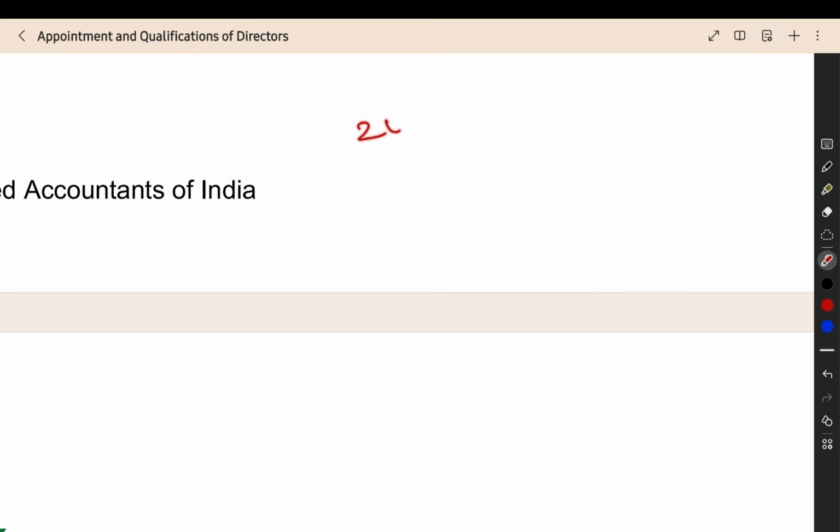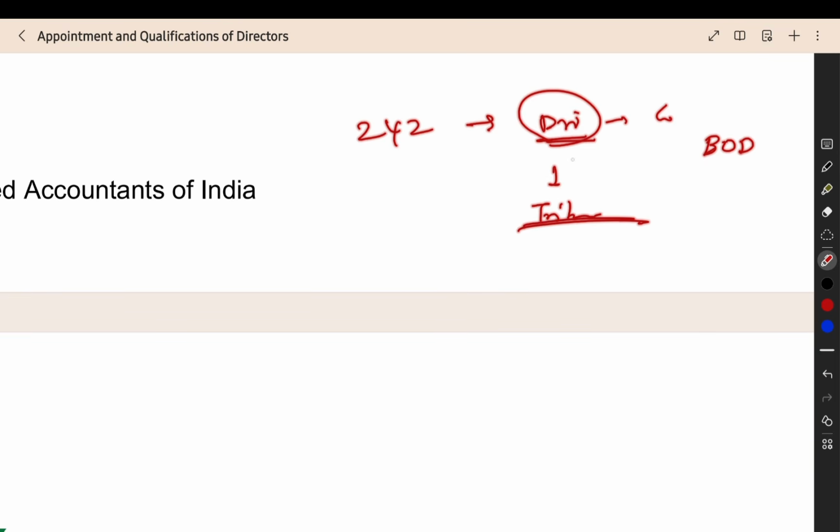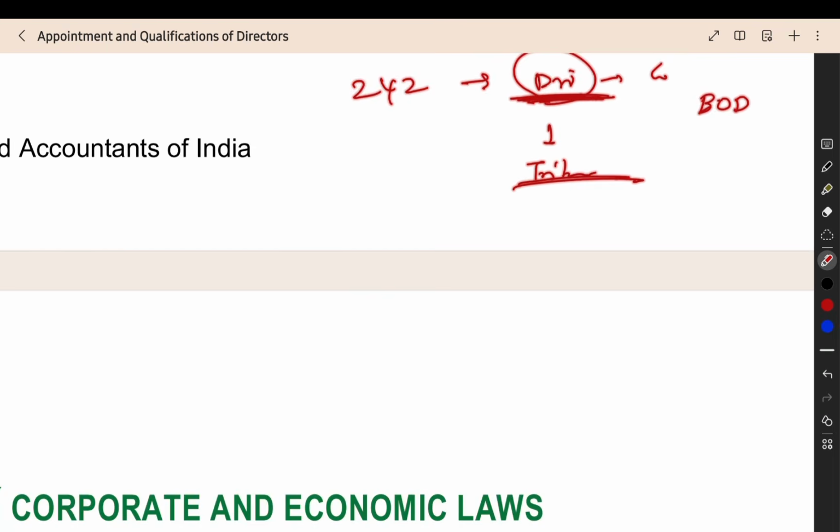In that, they can also appoint some director in the company. This director will be a part of the board of directors and will periodically report to the tribunal whether the company is working properly or not. Like that, the director will be appointed by the tribunal, and the shareholders cannot remove this director.